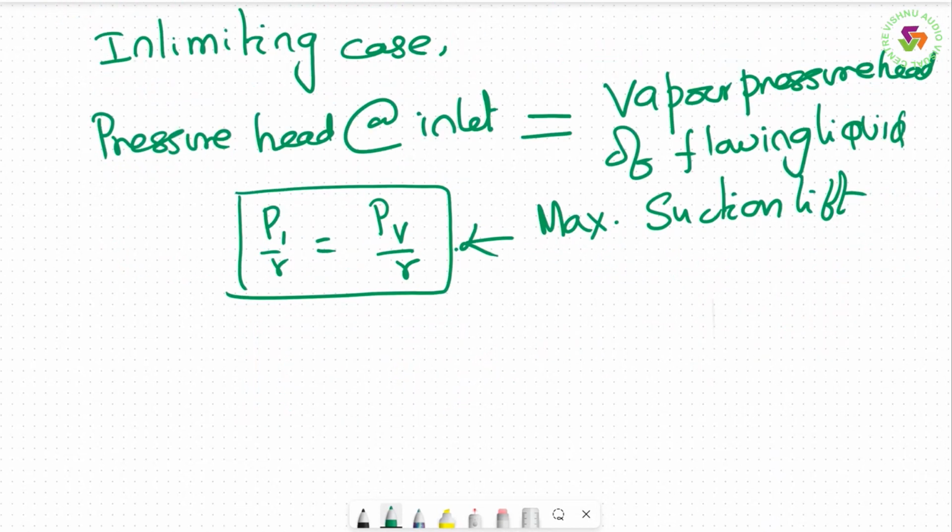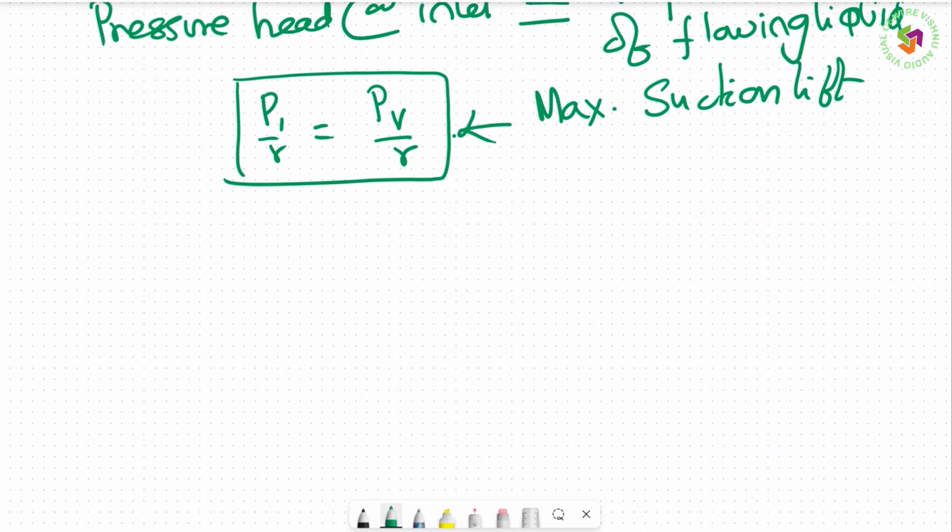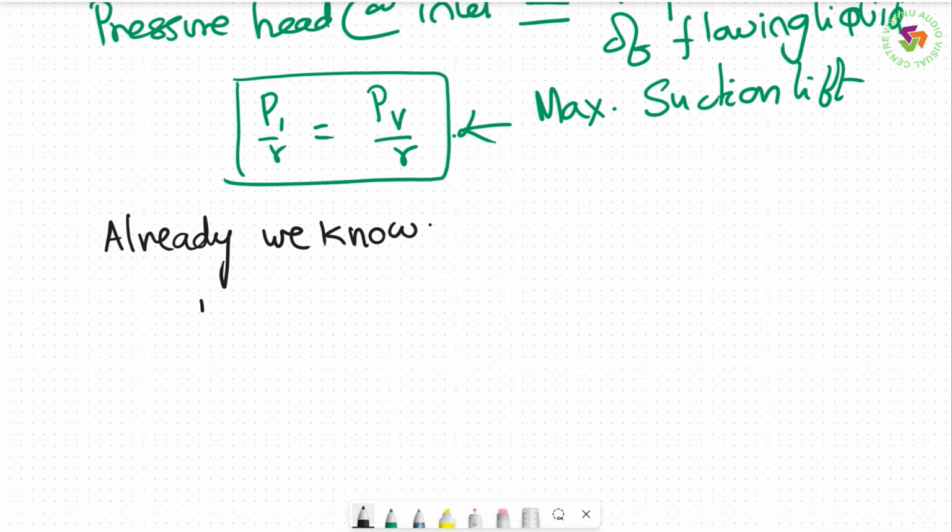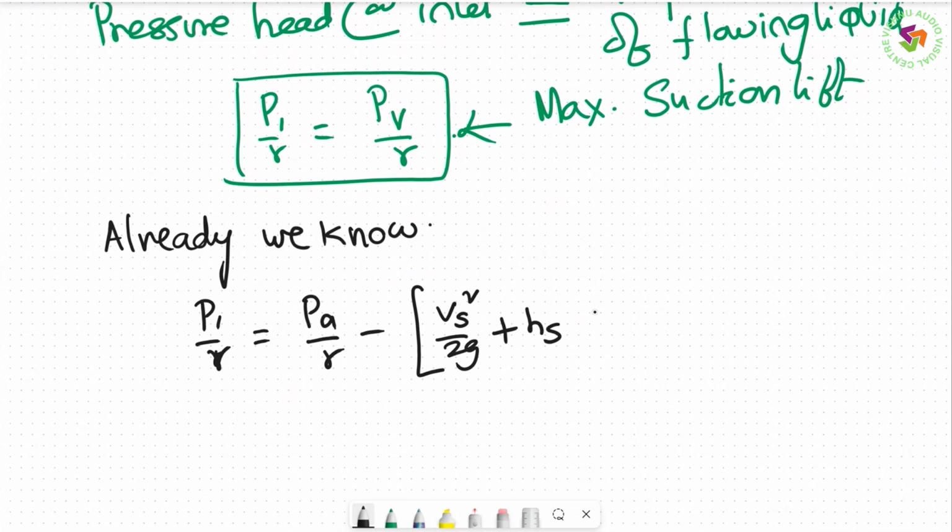That is what I have put. So taking this into account, we already know the equation: P1 by gamma is equal to Pa by gamma minus Vs squared by 2g plus Hs plus Hfs. This is what we got already.